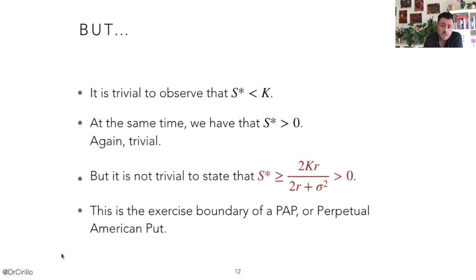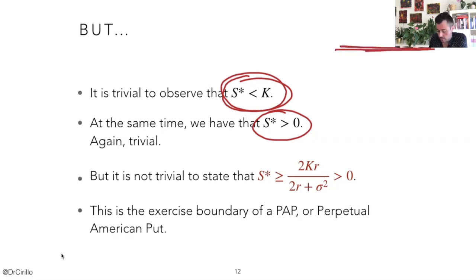Now, it is not very complicated to observe that we are considering S star, our boundary condition. We will exercise our American put only if the price is below this S star. Trivially, S star needs to be smaller than K. Why? Because of the nature of the option that we are considering. At the same time, since the price cannot be negative, S star needs to be strictly positive. This is another trivial bound. So what we know is that our S star will be between 0 and K.